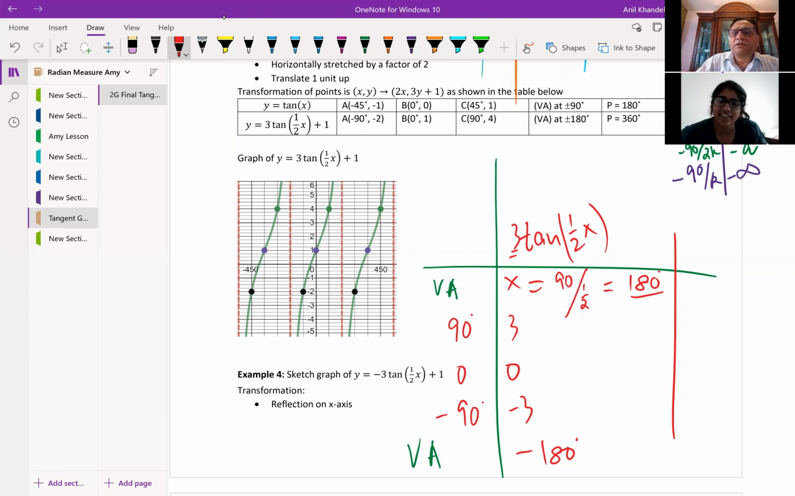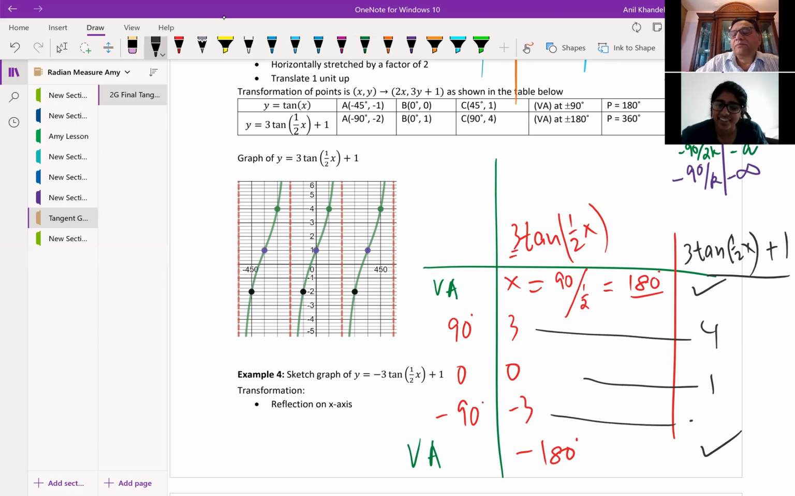And now, look here. We'll write down the third and final value. Let's use some beautiful color here. It's just 3 tan half x plus 1. Guess what? This vertical asymptote will not change. It is the same. 0 becomes 1 and 3 becomes 4, and this minus 3 becomes minus 2. Did I get my graph? Check these values. So 0, 1, 3, 4, vertical asymptotes at minus 180 and 180 degrees, right?